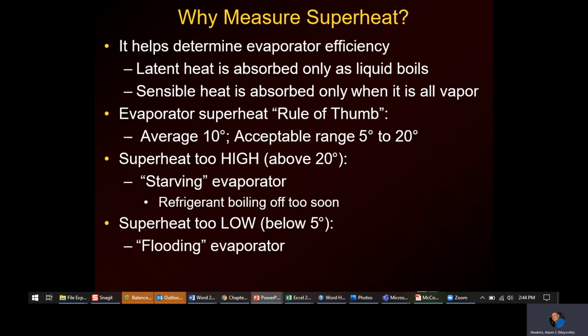Superheat too low, it's flooded. If it's below 5 degrees, flooding the evaporator means you're not evaporating refrigerant like you should, so you're in danger of flooding back to your compressor. That's usually a low load situation, low airflow, dirty filter, dirty coil, TXV open too wide.